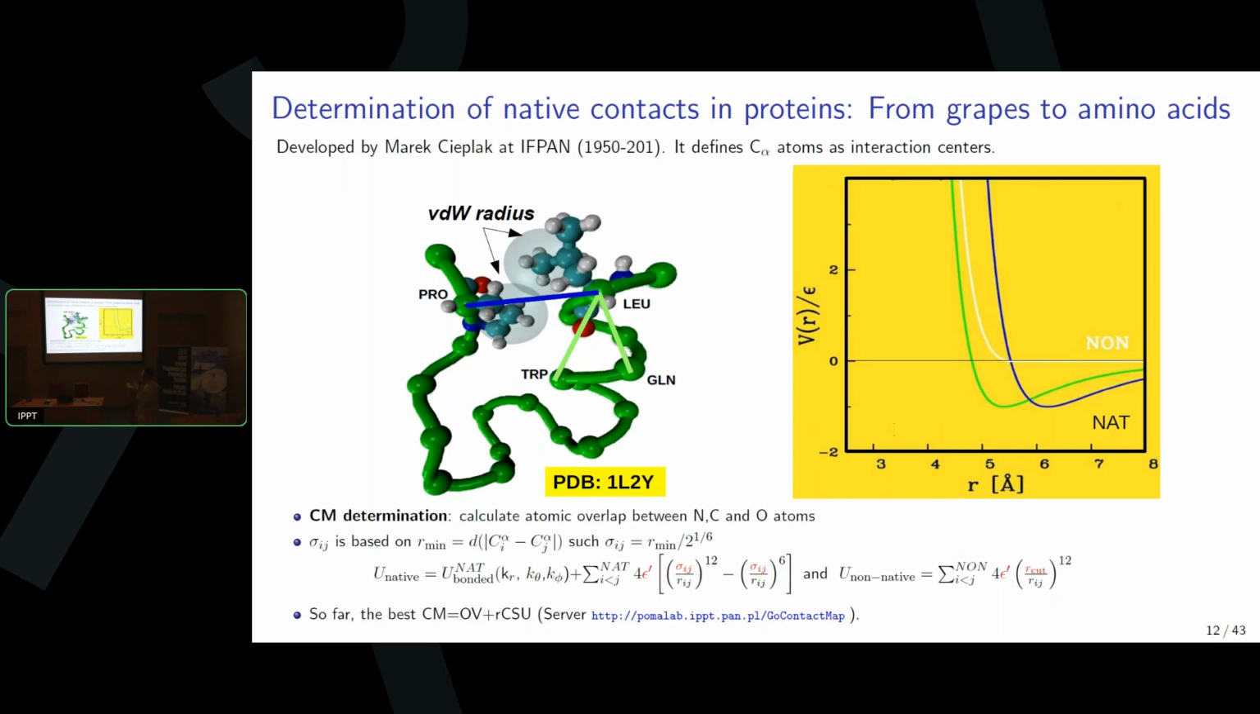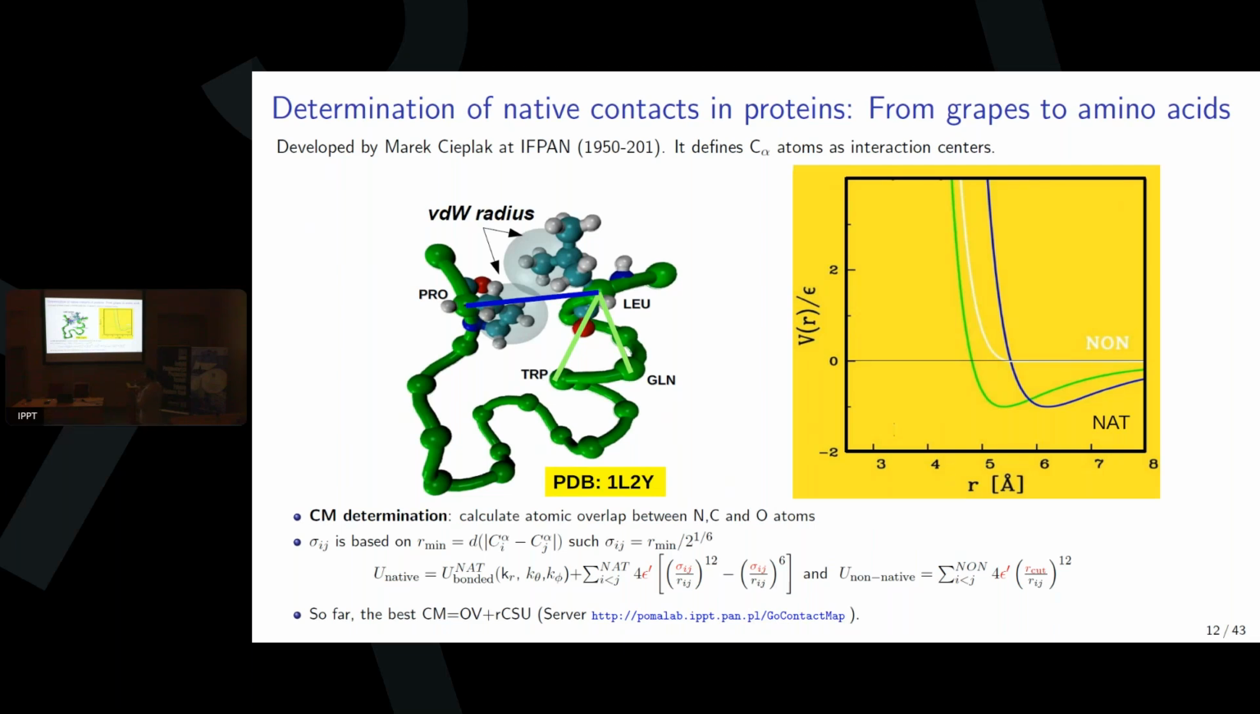It could also be the CB atom, but in proteins, the community has always chosen the C alpha as the degree of freedom that can take care of the topology of the protein. So that was the basic idea.